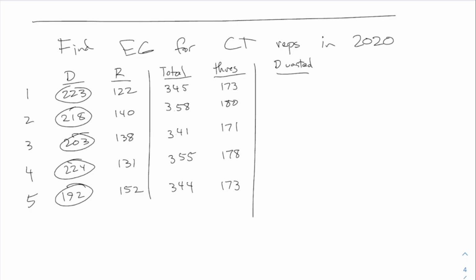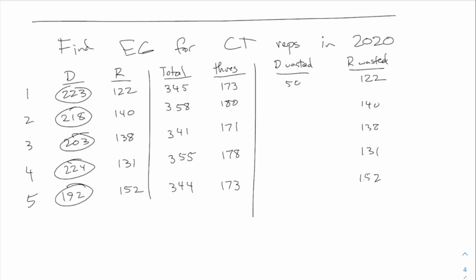The D-wasteds, all right? So the D's won here. How many did they get beyond the threshold? The threshold was 173. They got 223. I believe that's 50 extra. And so the D wasted is 50. You subtract those numbers, right? 223 minus 173 is 50. I hope I did that right. And then the R wasted. What's the R wasted there? Shout it out. 122, yeah. All votes for the loser are wasted. So the R wasted is 122. In fact, I know the R's lost every time, so they are always going to just copy their numbers over for the wasted.